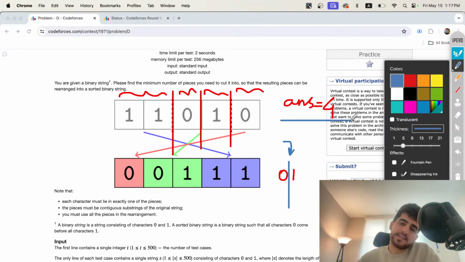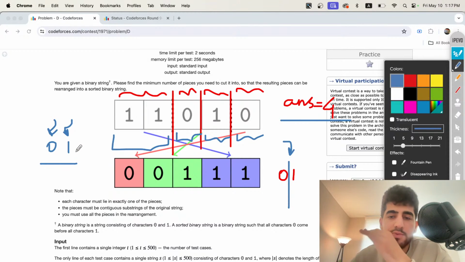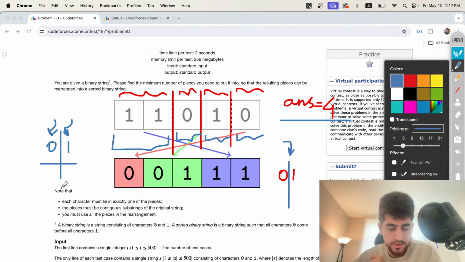So I have my answer, which is the number of blocks of zeros and ones. Then I compare each two consecutive elements, and if I have two consecutive elements such that the first one was 0 and the second one was 1, I subtract 1 from my answer, because only for one such position can I remove my cuts.